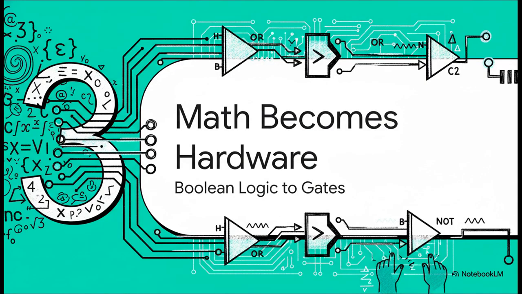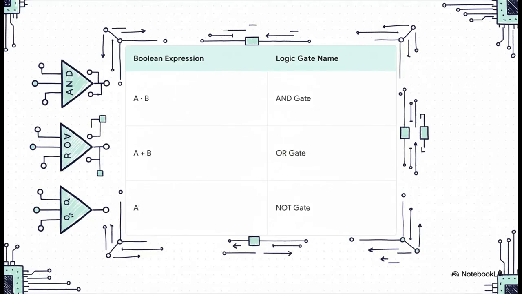So far, this has all been abstract math. But here's where it gets truly amazing. This is the moment where these ideas leap off the page and become physical things inside your computer. Each of those operations we just discussed, AND, OR, and NOT, has a physical counterpart called a logic gate. These are tiny electronic circuits built from transistors, and they are the fundamental building blocks of all digital hardware. The goal of good design is to solve problems using as few of them as possible.